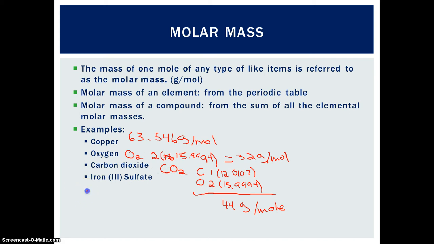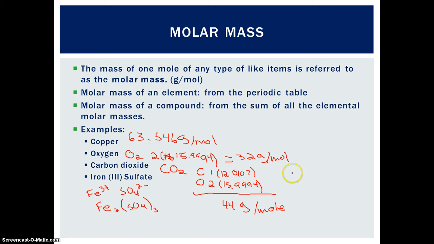Alright, last one, iron(III) sulfate. Well, first we have to write the formula. It's ionic, so I'm starting from my ions. The 3 tells me the charge on iron. I swap and drop, I get Fe2(SO4)3.